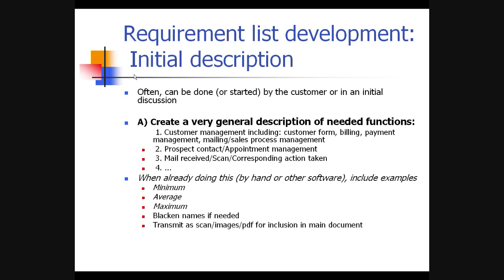Always transmit this kind of document as a scan, image or PDF in order for you to be able to include them in your main document, in your main requirement list. If the user sends that to you as paper, then do the scan yourself and include that in your main document. You will want to always have everything available in this requirement list and not as something in a file somewhere, not viewable immediately for discussion or work.